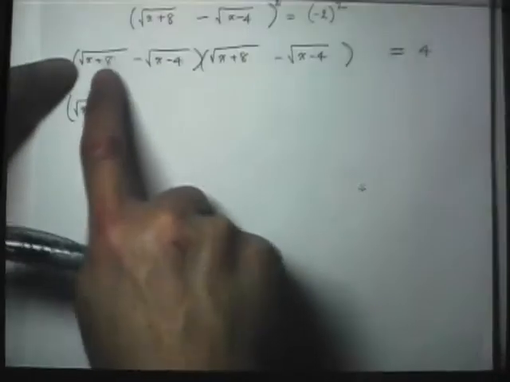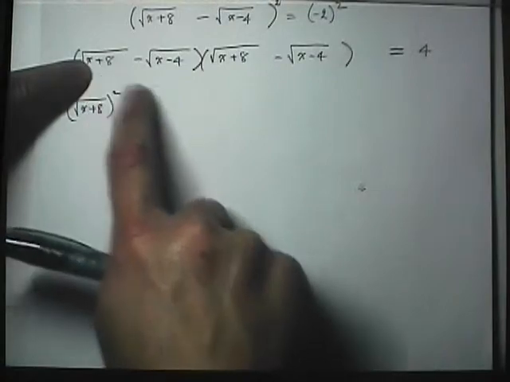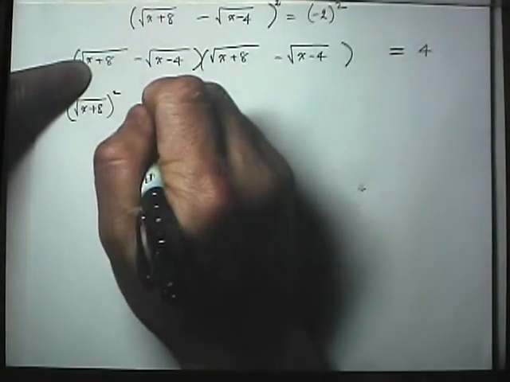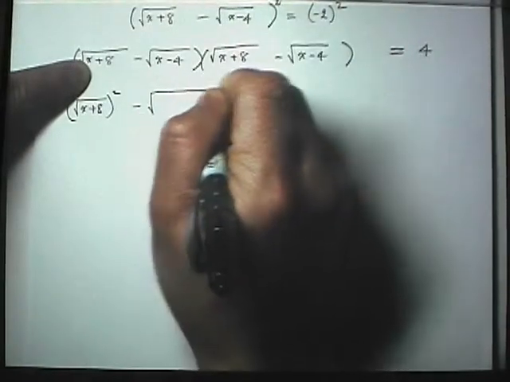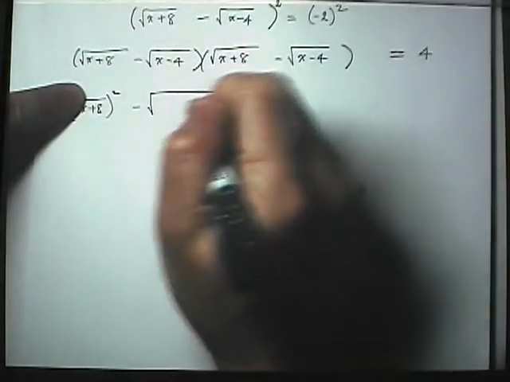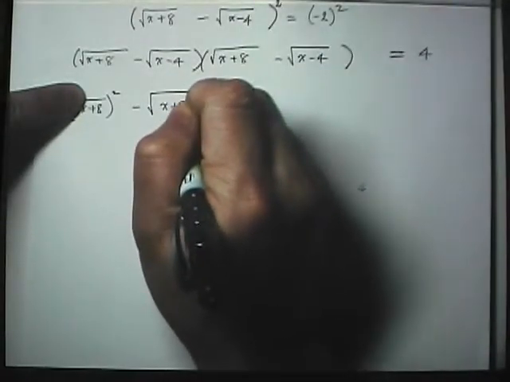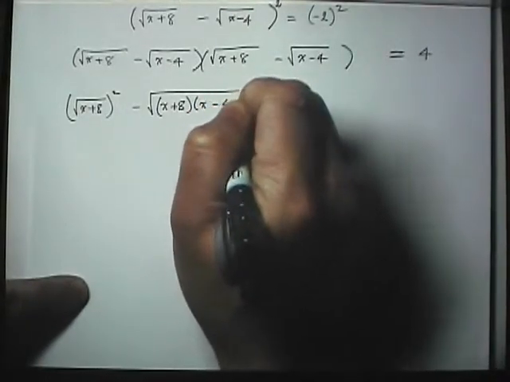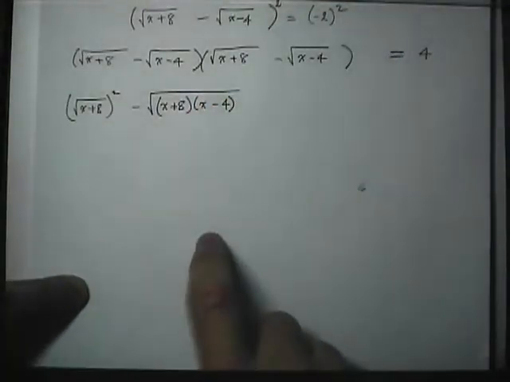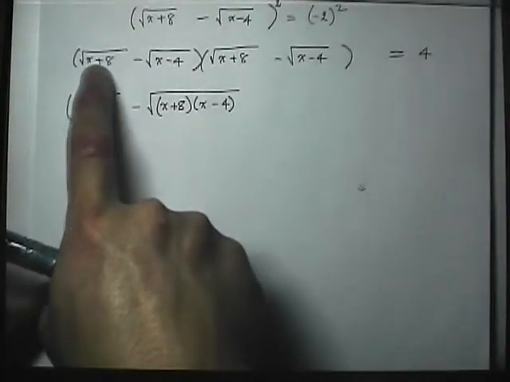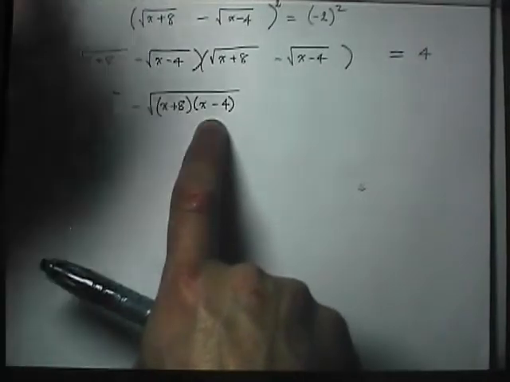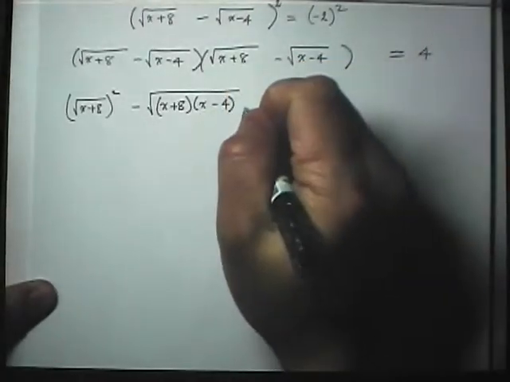The second one is square root of x plus 8 times negative square root of x minus 4. So I have a minus square root of x plus 8 times x minus 4. But keep in mind, you can write it all under one root when you multiply square roots. So x plus 8 times x minus 4, because remember, you have two square roots multiplied together, so the two quantities can come together underneath the square root. And then you're doing it again.